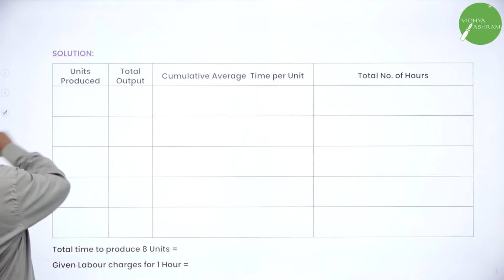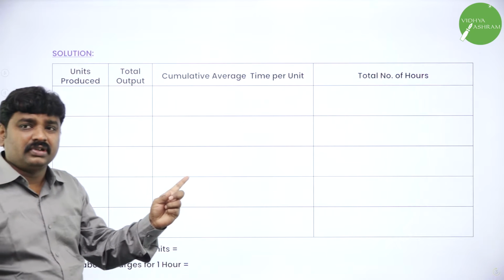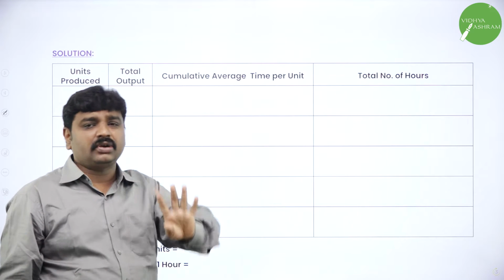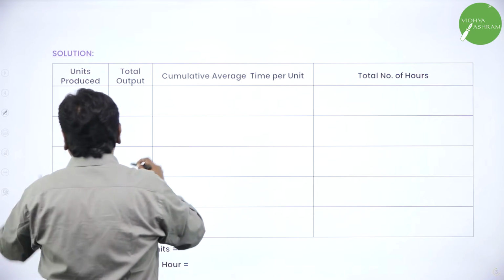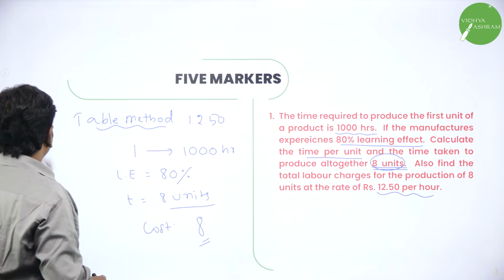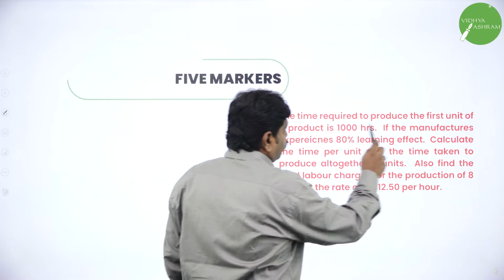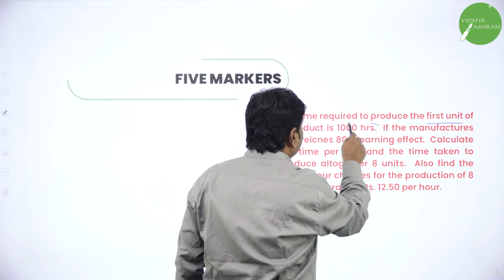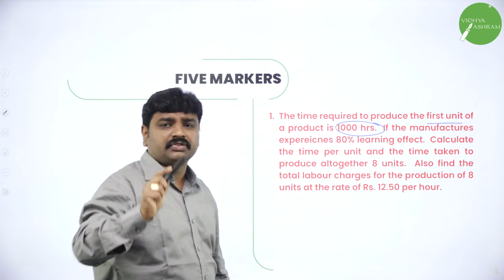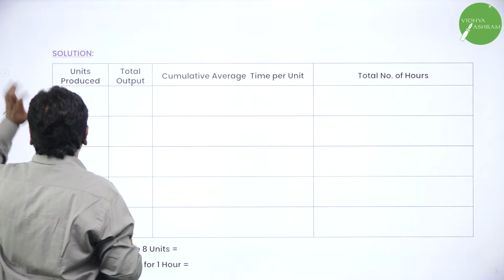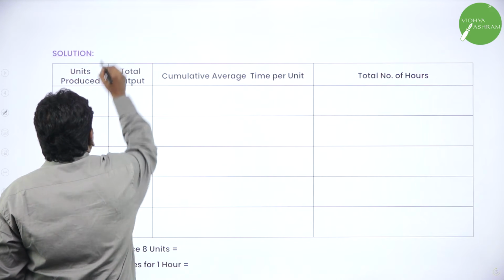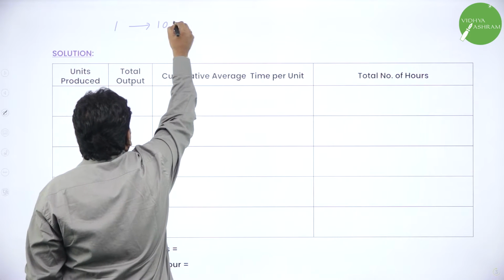So I'll erase everything and I'll solve the same problem. Please observe this. Once you are thorough with the first problem, remaining you can do yourself. So now what is given in the problem? First we'll read what is given in the problem. Now we have to read first unit time. What is the first unit time? 1000 hours. Please remember, what is the first unit? 1000 hours. So we'll enter this. So first unit 1000 hours. This is given. I made a note of it.